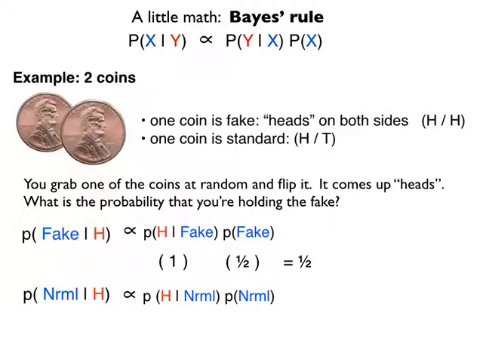Let's do the other one. What's the probability of heads, given it was normal? Well, that should be 1/2, and the probability it was normal is also 1/2. So the likelihood of this event happening is equal to 1/4. The likelihood of that event happening is equal to 1/2.